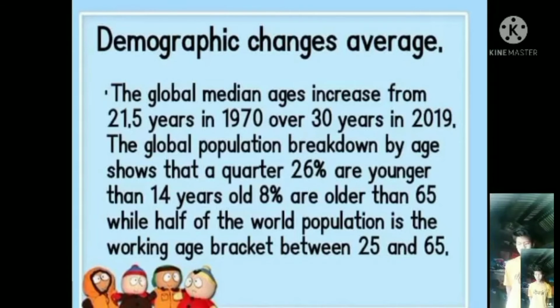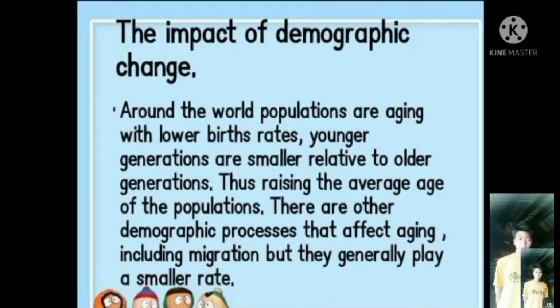So, how does age affect demographic change? Around the world, populations are aging. With lower birth rates, younger generations are smaller relative to older generations, thus raising the average age of the population. There are other demographic practices that affect aging, including migration, but they generally play a smaller role.